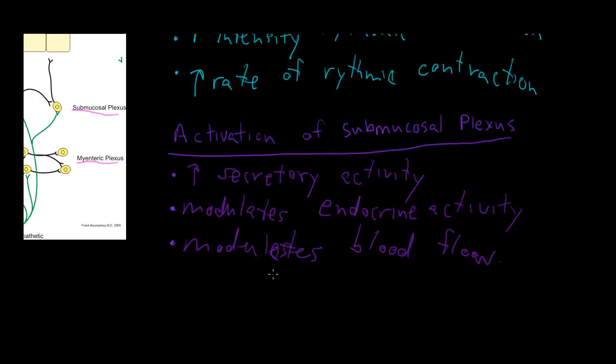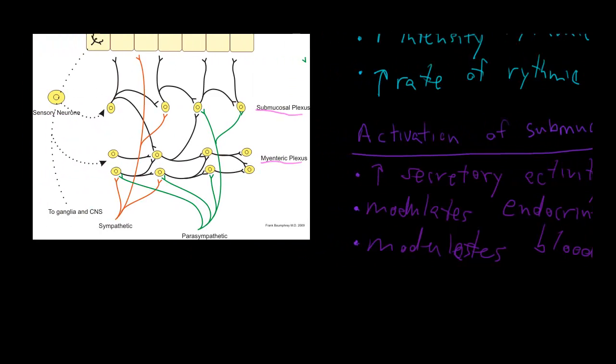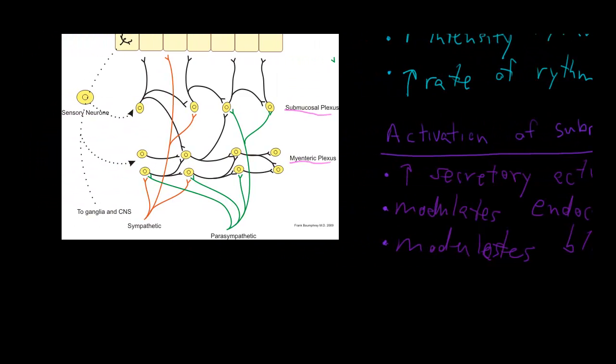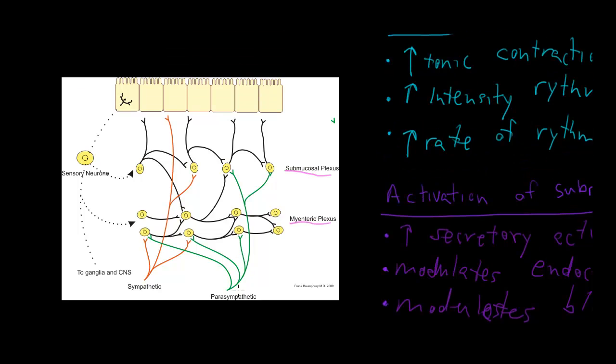But it's very important to remember that the autonomic nervous system, for the most part, and especially the parasympathetic, do not directly innervate the effector system, the epithelium, the muscles. It must synapse at the plexus before that signal can move further.